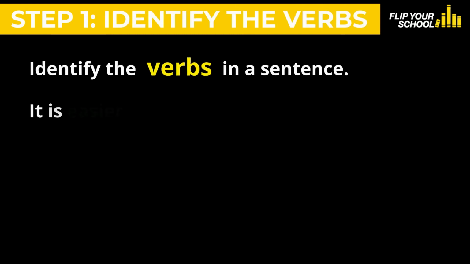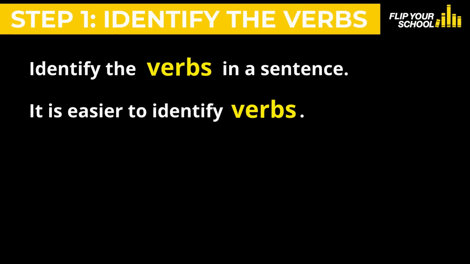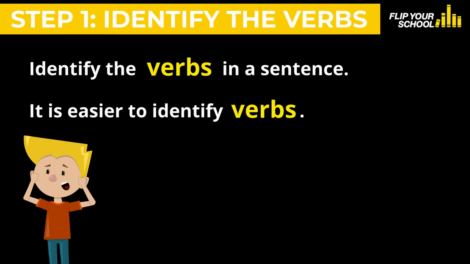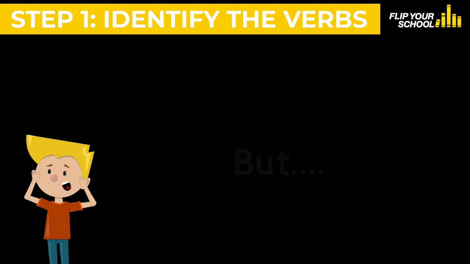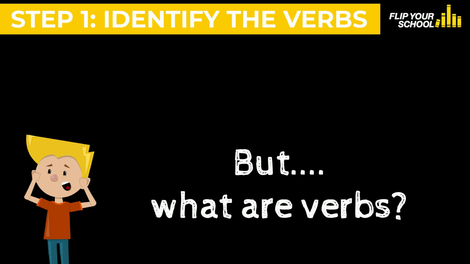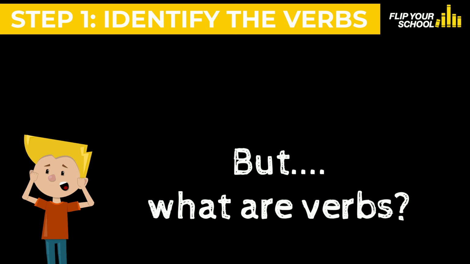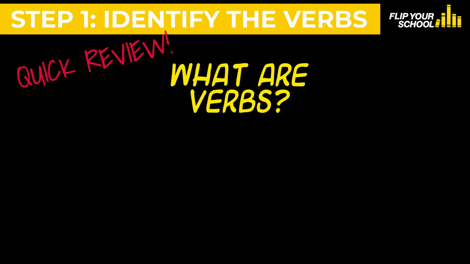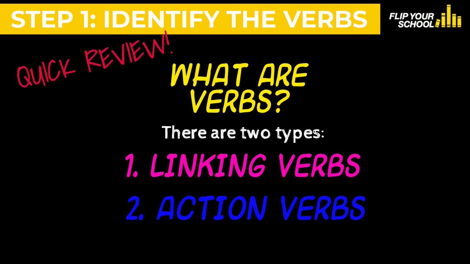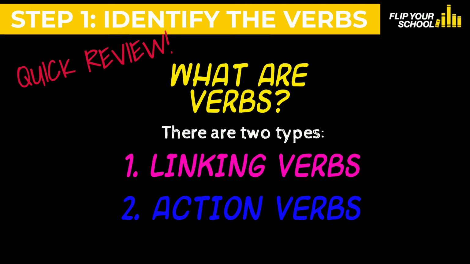The first step is to identify the verbs in a sentence. Usually, students find it easier to identify verbs. If you are uncertain about what verbs are, don't fret just yet. Let's do a quick review. Usually, there are two types of verbs. There are linking verbs and action verbs.